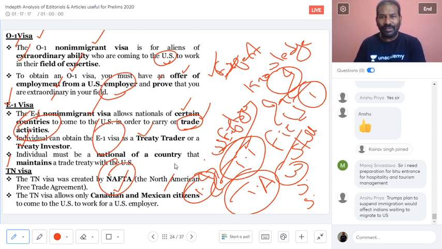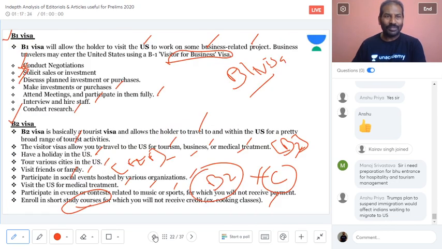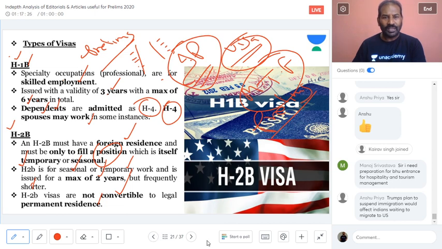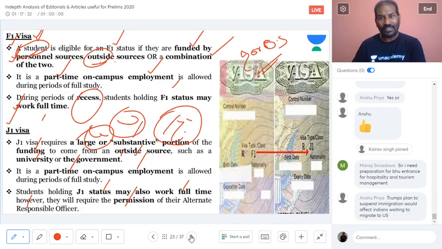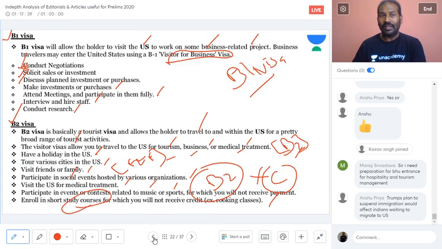So we have looked at a couple of visas which are really important from the prelims point of view. We have looked at the H1B visa, H2B visa, B1 visa, B2 visa, and then the F1 visa and J1 visa in regards to students, H1 and H2 in regards to the skilled and semi-skilled, B1 in regards to business-related projects, and B2 in regards to travel. It could be travel or tourism, business or medical treatment.